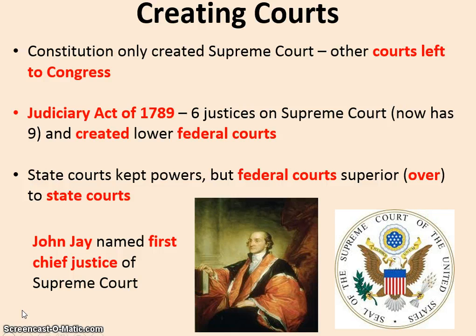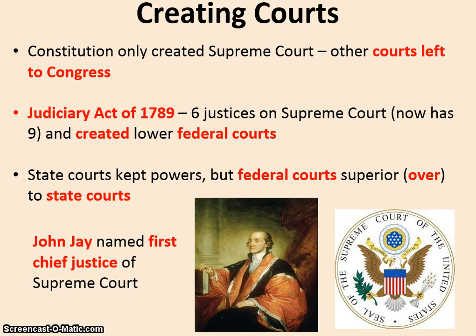Next came creating the courts, because as we said, the U.S. had no standing federal courts, and the Constitution only established the Supreme Court, and the other courts are left to Congress to handle and to create. So the Judiciary Act of 1789, and judiciary, by the way, is another word for the judicial branch. So the Judiciary Act of 1789 established 6 justices on the Supreme Court.